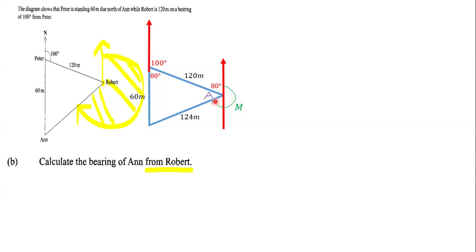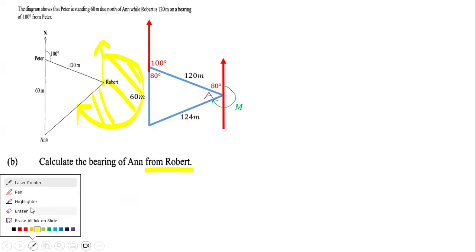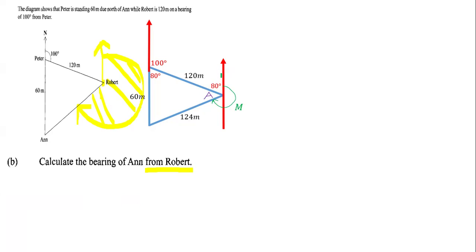Now, the angle that is inside the triangle, we call that angle A, all right? Now this right here is 80 degrees, and let me tell you why that's 80 degrees. Let me highlight it for you. This right here is 80 degrees because of co-interior angles.